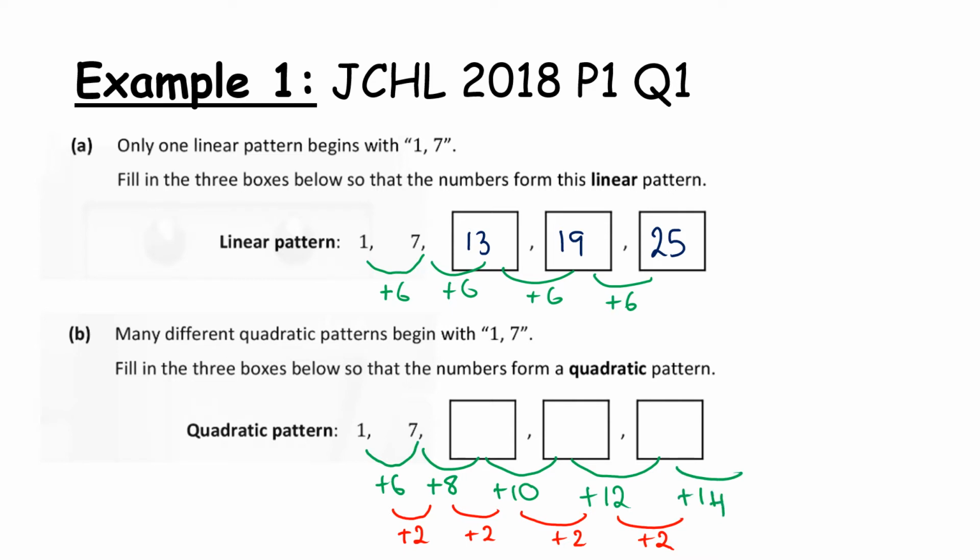Okay, so what does that look like? Well, we get 7 plus 8 is 15. 15 plus 10 is 25. 25 plus 12 is 37. Now that's only one possible one.